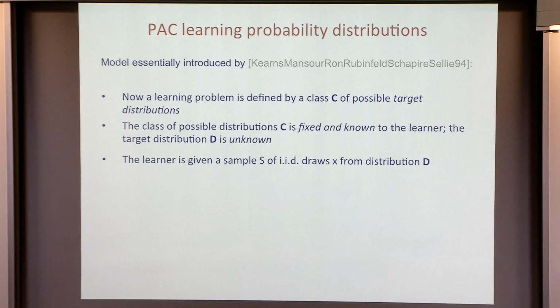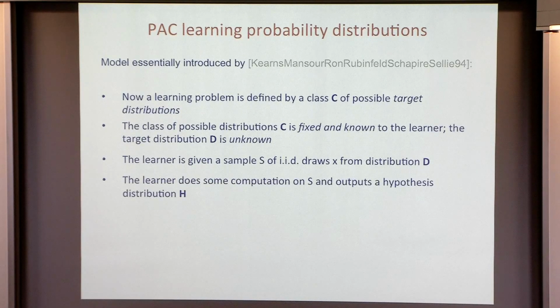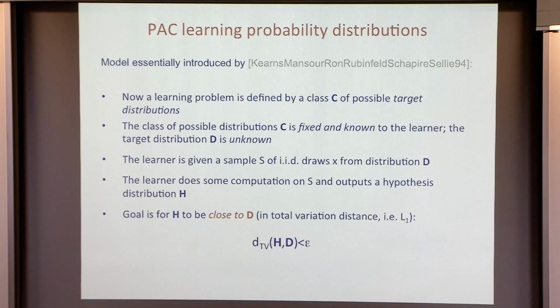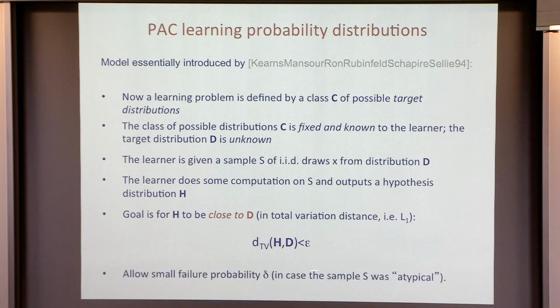The learner gets an IID sample of draws from the distribution. Again, no functions, so it's just X. The learner does some computation, spits out a hypothesis distribution, and we want, with high confidence, with small failure probability, the hypothesis distribution to be close to the target distribution. People mostly study this with this fairly stringent total variation distance measure, or L1 distance between the two distributions.